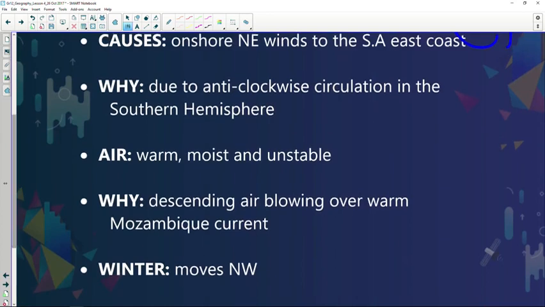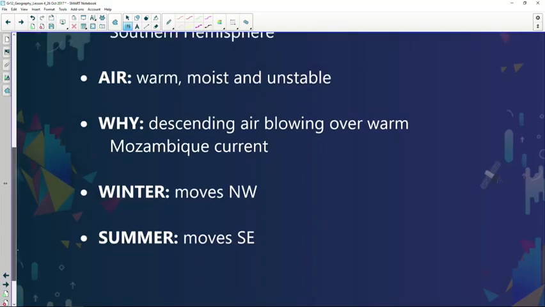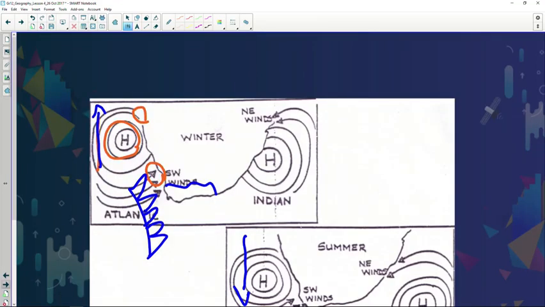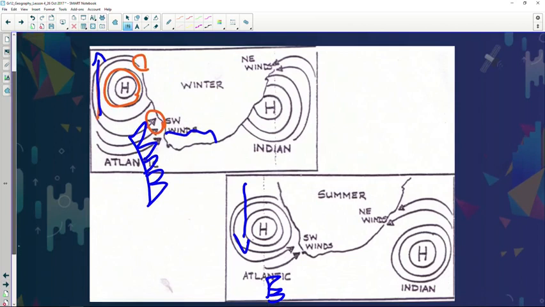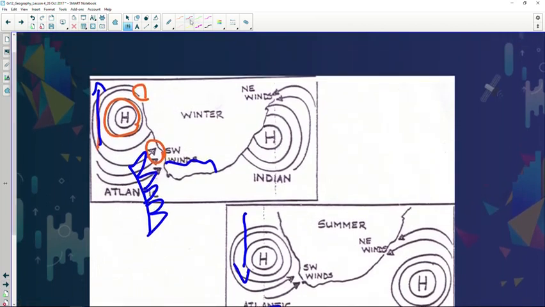Now with the onshore flow, what happens over here? Instead of cool, dry conditions like the South Atlantic high pressure system, this creates warm, moist conditions where the onshore flow is taking place. Why? Because it's moving over that warm ocean current. It also migrates towards the northwest during the winter, and moves southeast during the summer. Now if we quickly have a look over here, as you can see, there's the onshore flow.